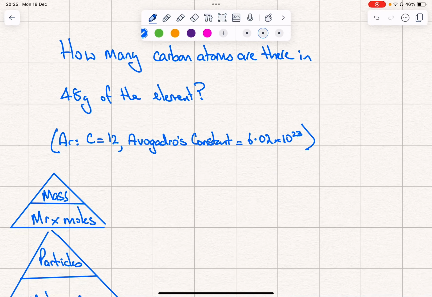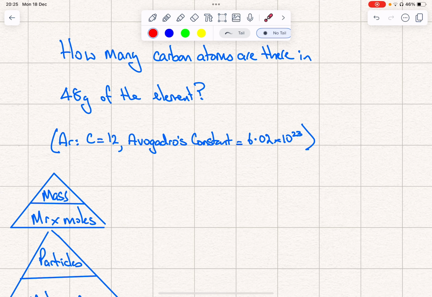Okay, in this video, we are going to calculate how many carbon atoms there are in a given mass of the element. Now, to help us to do this, we need to know a little bit of information. So we're told the relative atomic mass for carbon is 12. That comes from the periodic table.